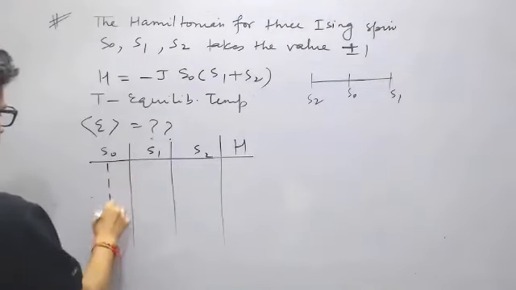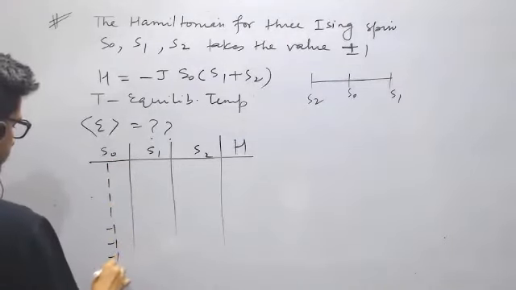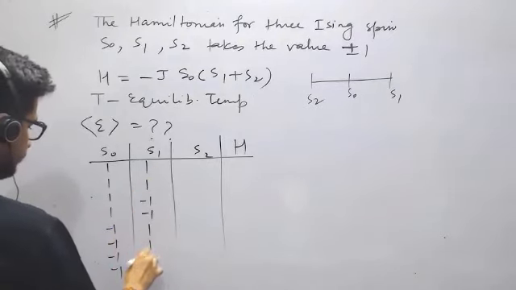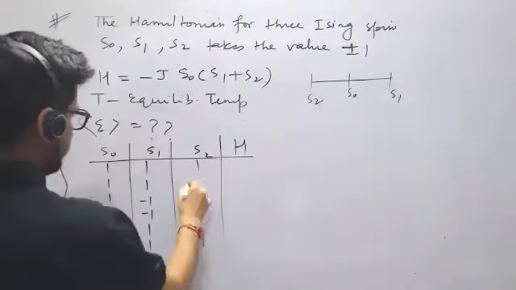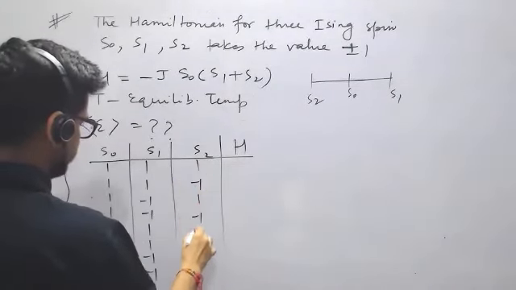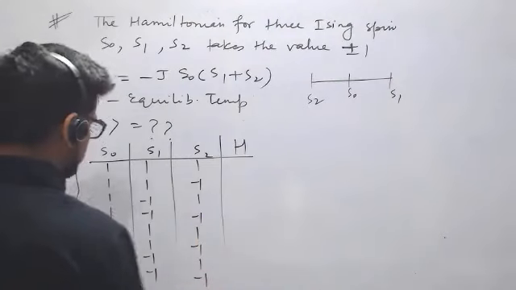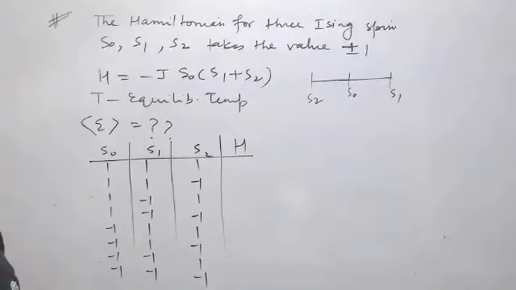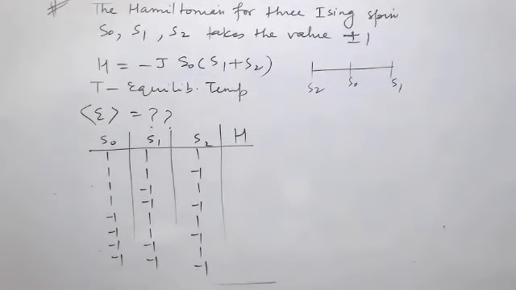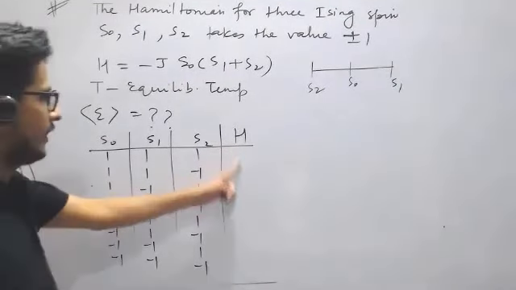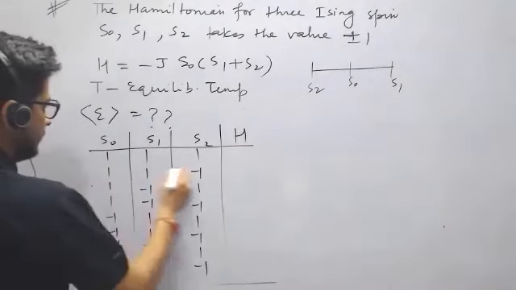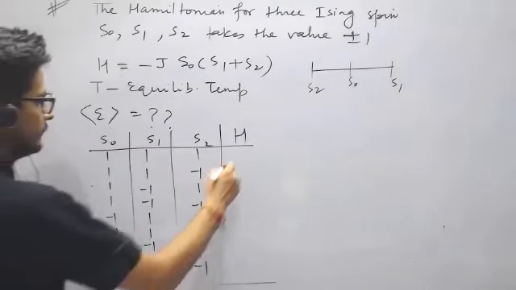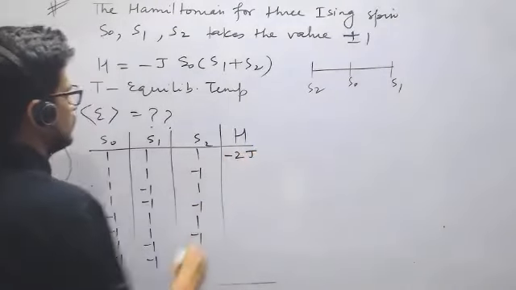All possible states लिख दिया मैंने. I have written all the possible states. Now tell me what are the values of the Hamiltonian quickly. 1 1 1. What will be the value? Minus 2J.